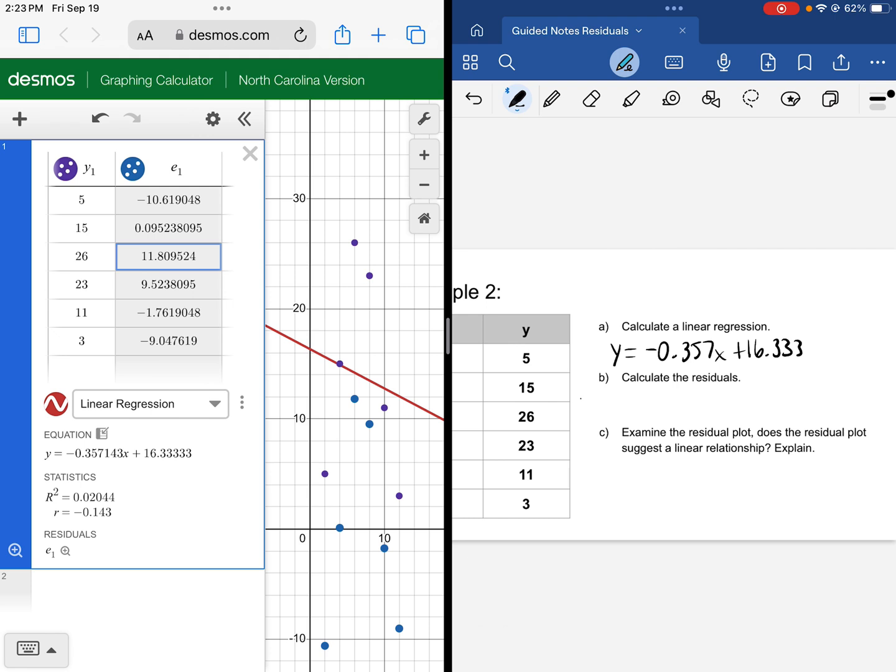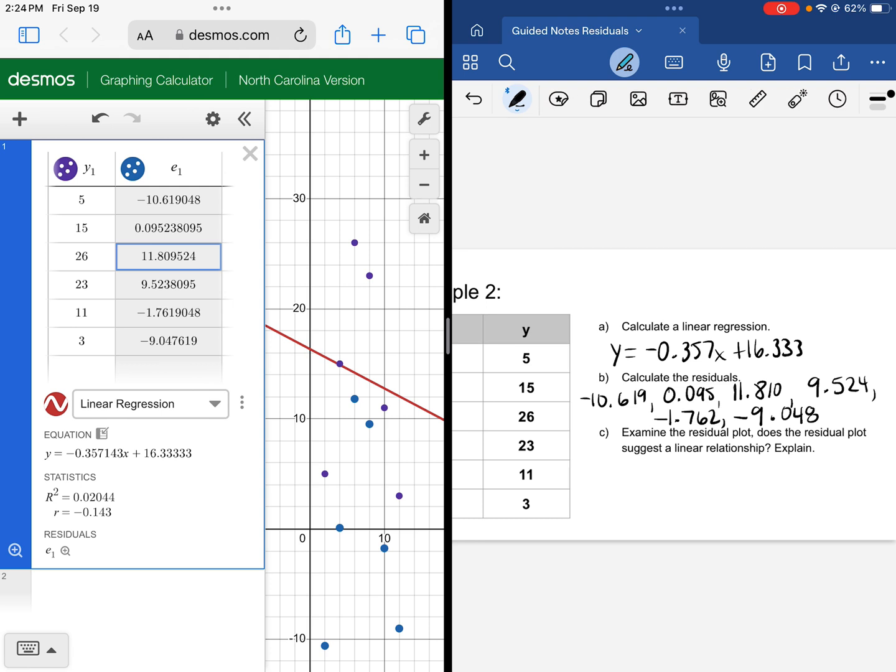So let's write those down. Negative 10.619, 0.095, 11.810, because that 5 is going to round up that 9. 9.524, negative 1.762, and then negative 9.048. And so remember, those are the measures of the distance from where these y values are.